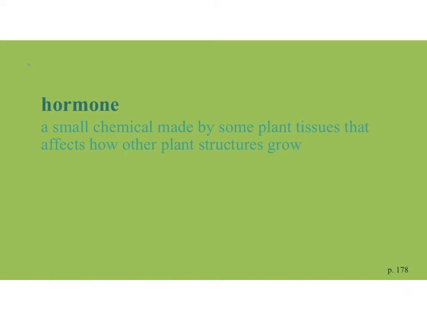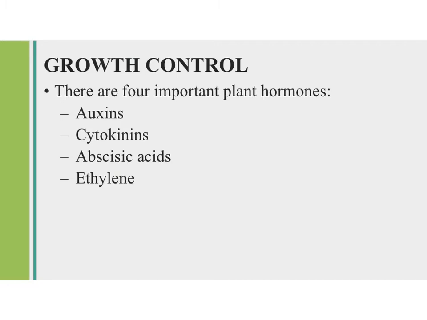It goes over auxins, cytokines, abscisic acids, and ethylene, which is a gas. Okay? So, growth control. These are your 4 important hormones, and they are auxins, cytokines, abscisic acid, and ethylene.